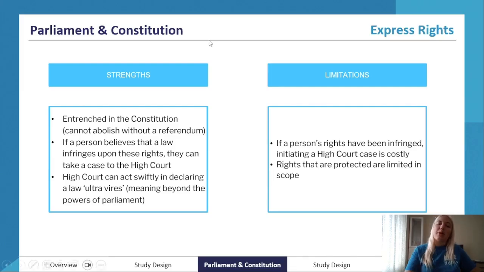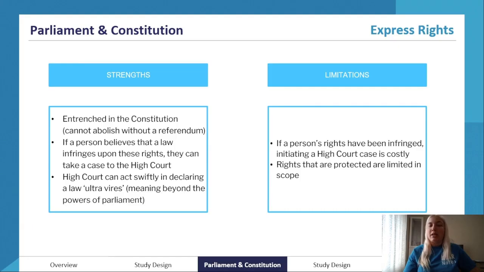So this is mentioning some of those other limitations. If a person's rights have been infringed, initiating a High Court case is going to be very costly and time consuming. Additionally, the requirement for standing is also a necessity, another limitation that I just mentioned and explained. Also, the rights that are protected are limited in scope. So the idea that we only have 5 express rights, they're all very specific and quite narrow too. They don't ensure much. And these are the only 5 that are protected by the Constitution.